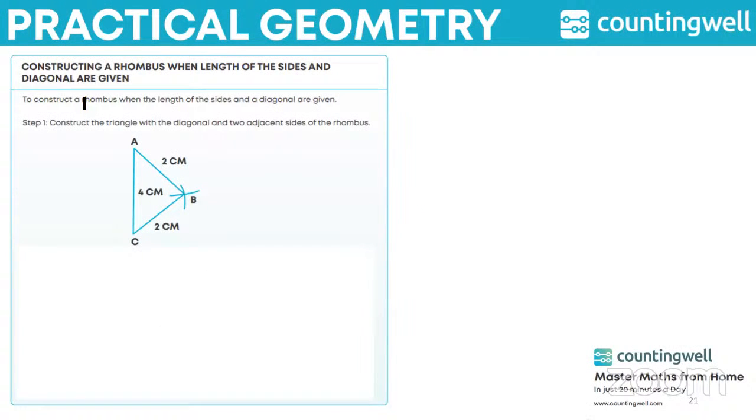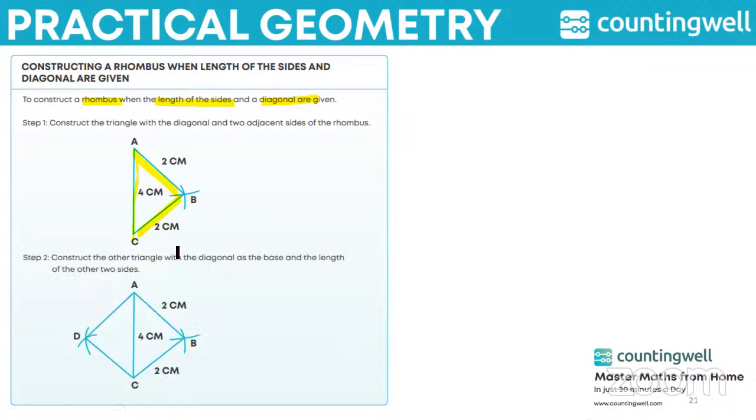Let us see how to construct a rhombus when a side and the diagonal are given. First of all, we construct a triangle with a diagonal. Here the diagonal is taken as AC, 4 centimeter, and then we draw the two adjacent sides of the rhombus, 2 centimeter each. Then we construct the other triangle with the diagonal as base. Here the base is taken as AC, and the lengths of the other two sides are also taken as 2 centimeter each.